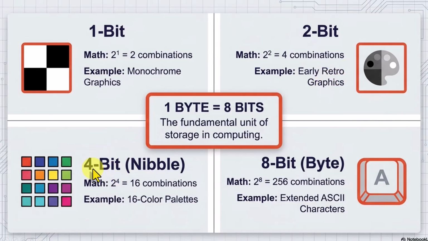Okay, then 4 bits, a nibble, 2 to the power of 4 is 16. So we can have 16 different colors. That is a 16-color palette we can use. And 8 bits, which is a byte, 2 to the power of 8 will be 256. So we can have 256 different combinations. An example for that is extended ASCII characters. We will discuss them in detail. So we can store 256 different combinations in 8 bits or 1 byte. So that is 1 bit, 2 bits, 4 bits or 1 nibble, and 8 bits or 1 byte.